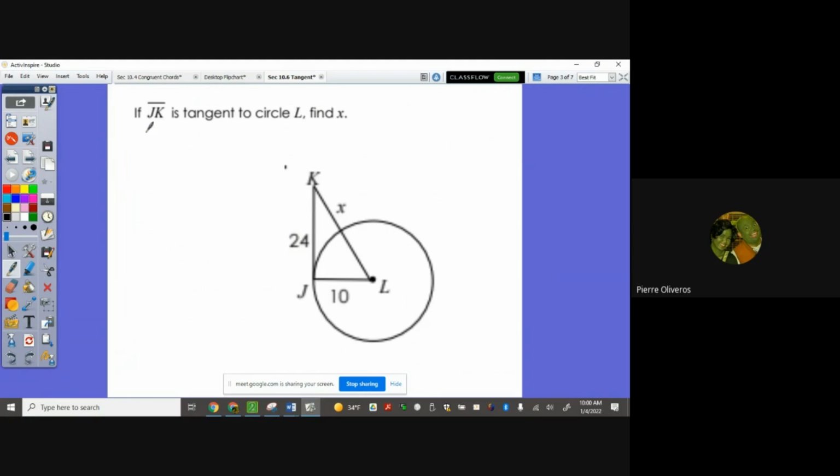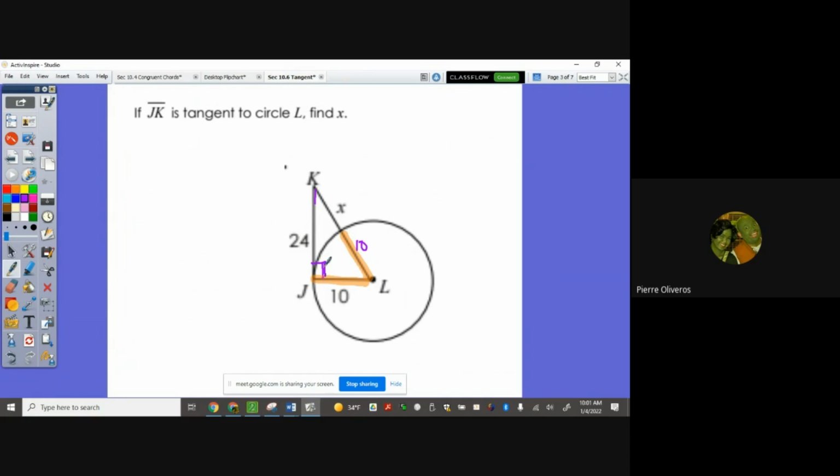Next, if JK is tangent to circle L, so this is already a 90-degree angle, find x. Okay, first, we know that this is our right triangle. And second, we know the radius is 10. So if that's 10, this has to be also 10. So this will be 10 here.